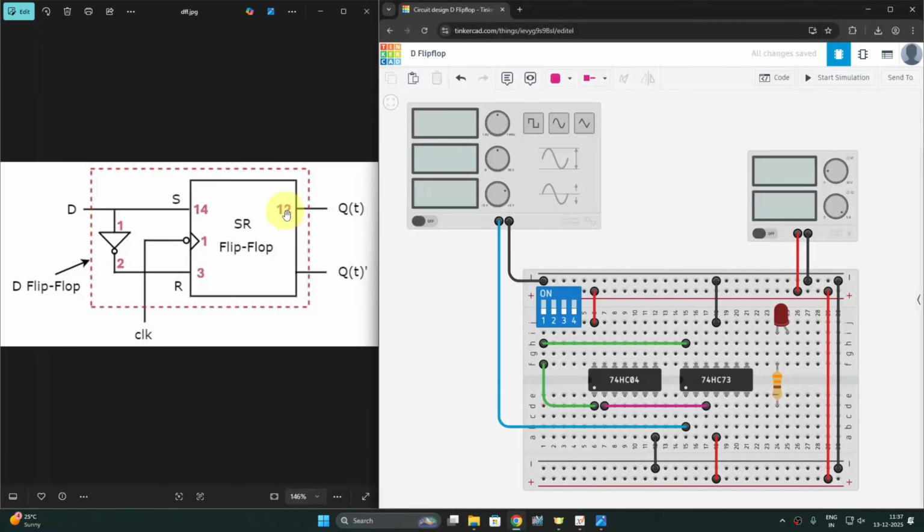Now the input connections are over. Now we have to connect output, means pin number 12, with LED. The LED has two terminals, anode and cathode.